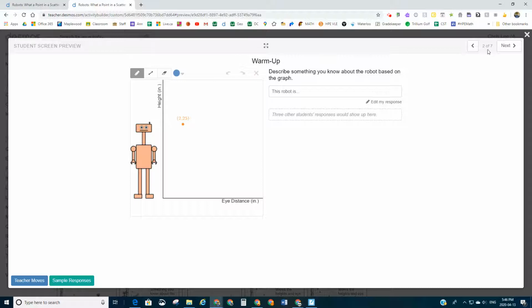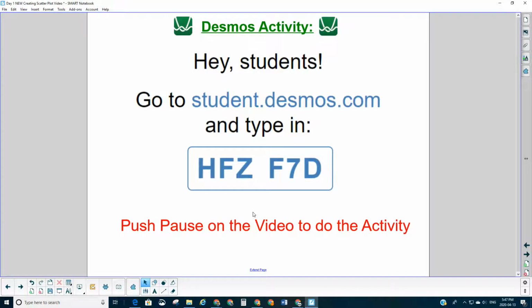You'll go through, you see there's 2 of 7 slides. So you'll get through 7 activities or 7 slides here, and then you'll be done. Okay. So go off and play with this activity. And when you're done, you're going to come back to the video and push play again. Okay, but go off to student.desmos.com and type in that code and have fun. And I'll see you back in a second. So push pause now, and I'll see you in a moment.